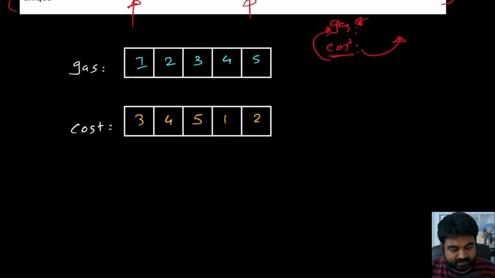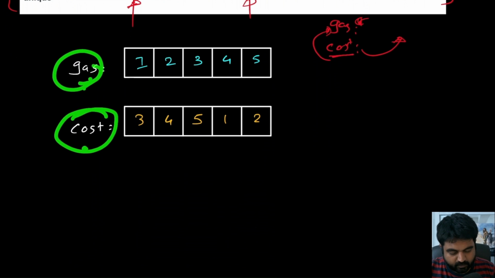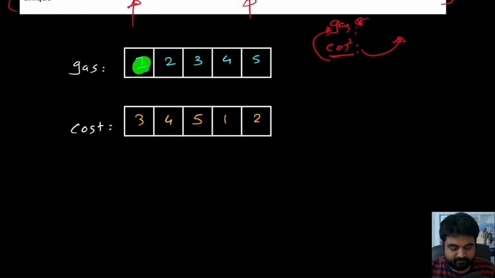So let's try to understand this with an example. Currently we are given a variable called gas and a variable called cost. At any particular index position, this is the amount of gas we can fill in the tank, but if we need to go to the next stop, then this is going to be the cost associated with that, and so on and so forth. So let's see what would be the answer in this case.